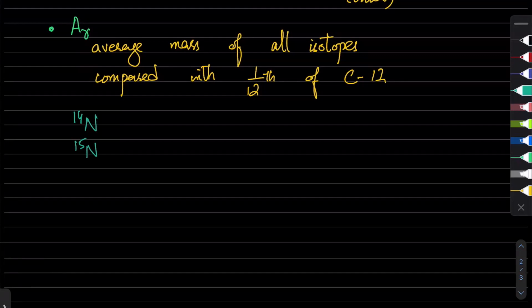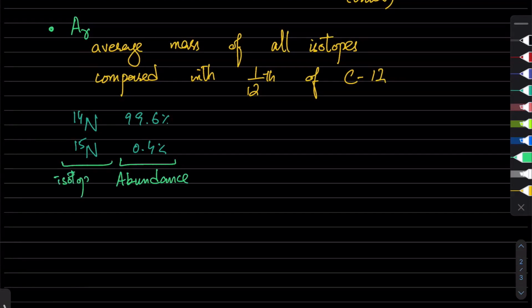Okay, and the examiner says that nitrogen 14 is present 99.6% of the time, and nitrogen 15 is present 0.4% of the time. So this part is called abundance. Basically, it's the percentage of that thing in the world. And these are the different isotopes. Now, how do you find the AR from this information?